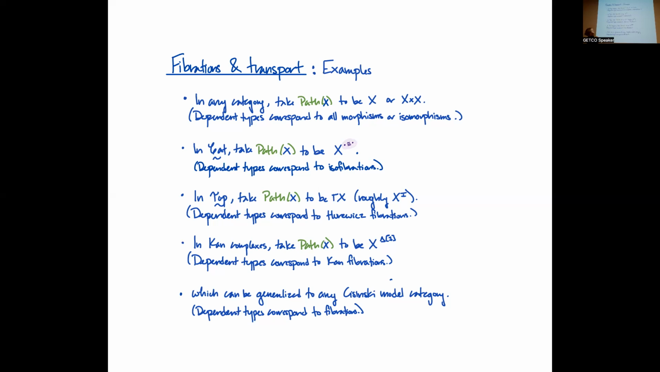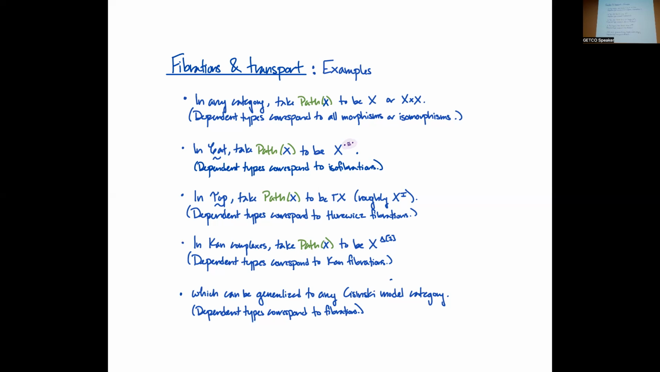In topological spaces, we can take the path space of X to be, as I learned a few slides ago, the space of paths. For technical reasons, it's not exactly X to the interval, but very close. And here, as I said before, dependent types correspond to fibrations. In Kan complexes, we can't do this in the simplest sense, but if we restrict to the subcategory of fibrant objects of Kan complexes, we can take the path space to be X to the interval. This is a dependent object.